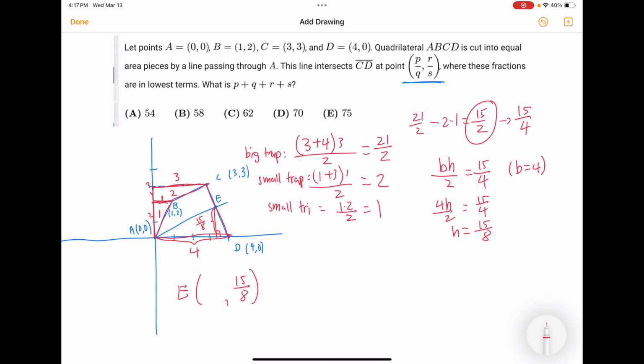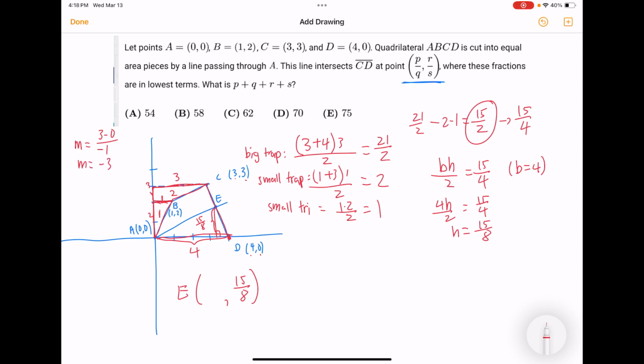Well, we use m to indicate the slope, and the formula for slope would be y2 minus y1 over x2 minus x1. So in that case, it would be 3 minus 0 over 3 minus 4, which is negative 3. So the slope would be negative 3.